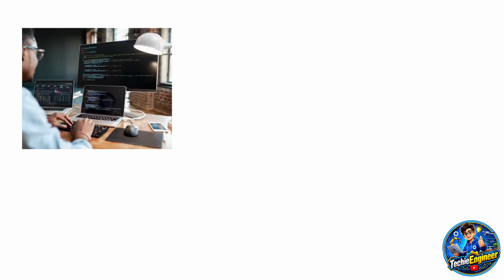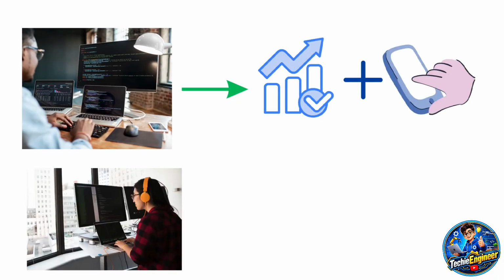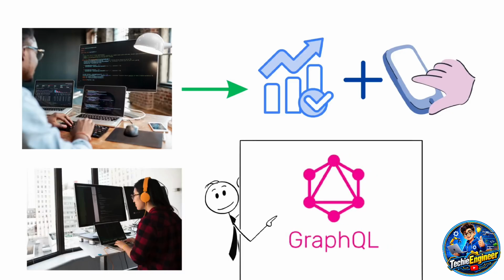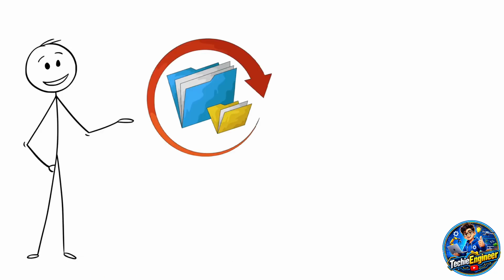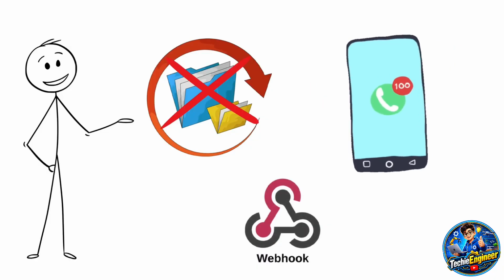If you're building modern applications where performance matters, users are on mobile devices, and you want to give front-end developers the flexibility to request exactly what they need, GraphQL might just be your new best friend. But sometimes you don't just want to fetch data. You want to be notified the instant something changes. That's where webhooks come in.